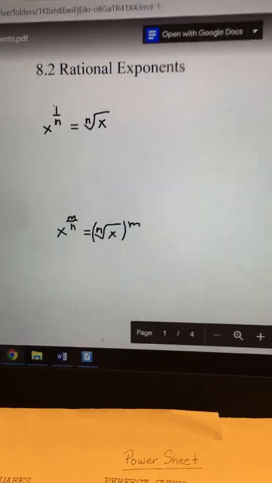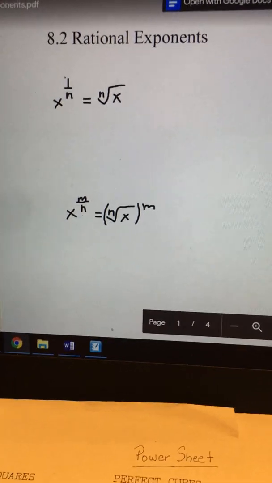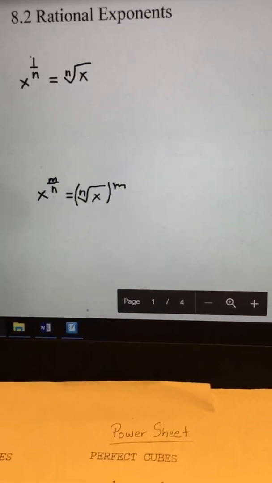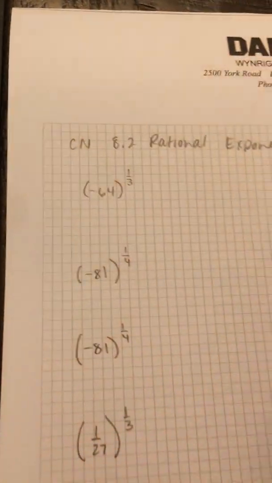Okay, let's go ahead and start examples. I'm going to leave the power sheet here, and then if we need to refer back, we can. Most important is remembering the bottom number in the fraction is the root that we're dealing with. The top number is the exponent, and we'll do that piece last. All right, moving on to examples.